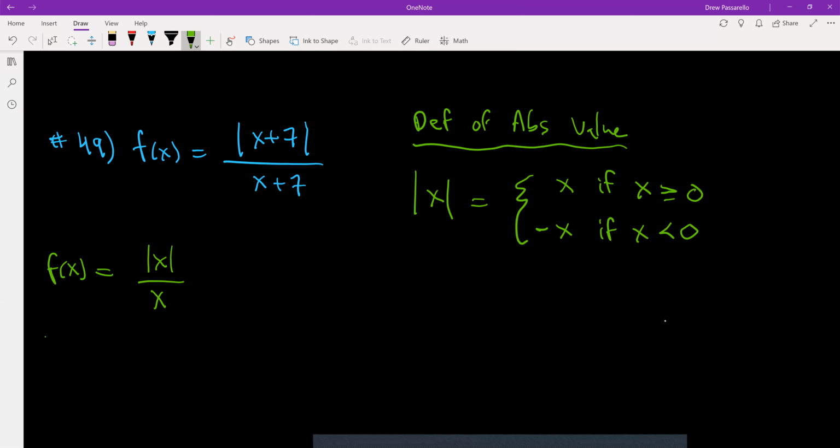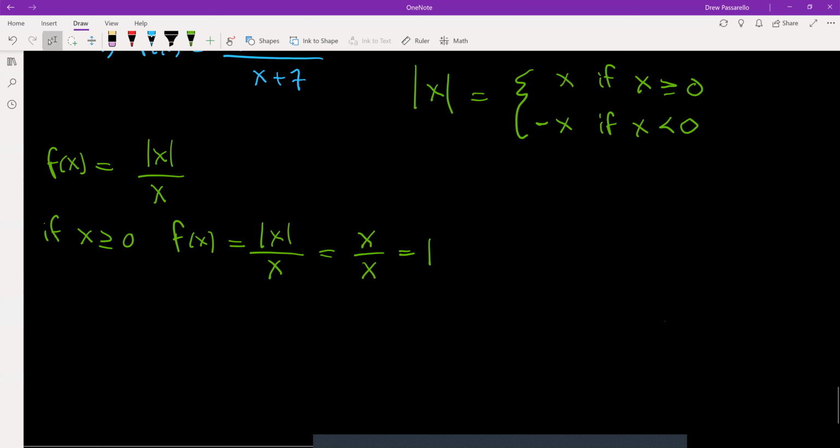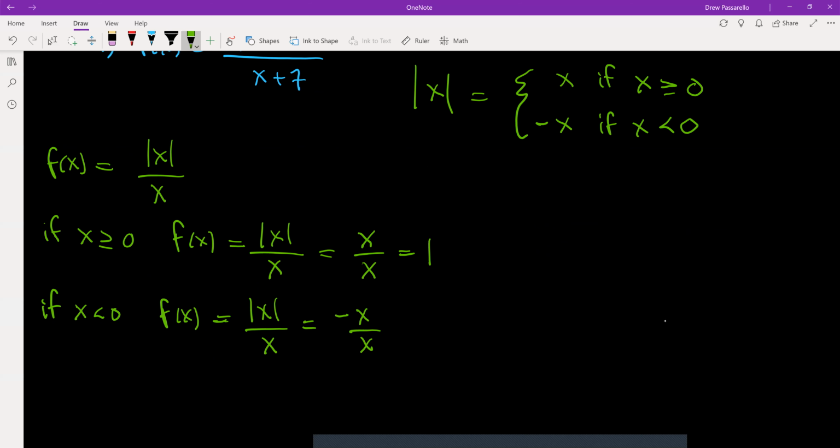So if x is greater than or equal to 0, then this will equal x over x, which will give me 1. Now, if I had x less than 0, by our definition, that's going to be negative x over x, which gives me negative 1.